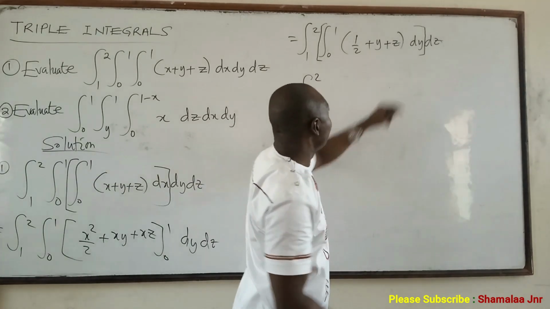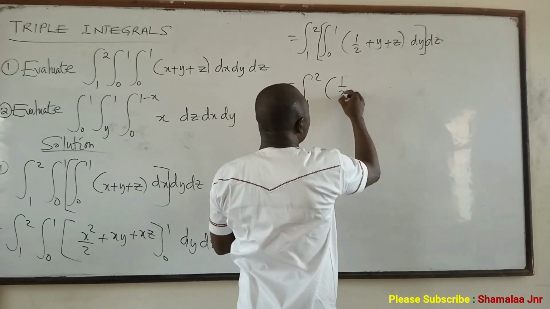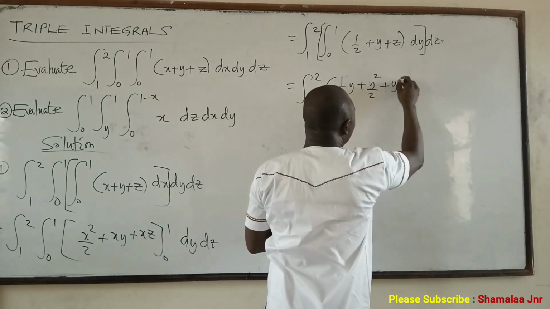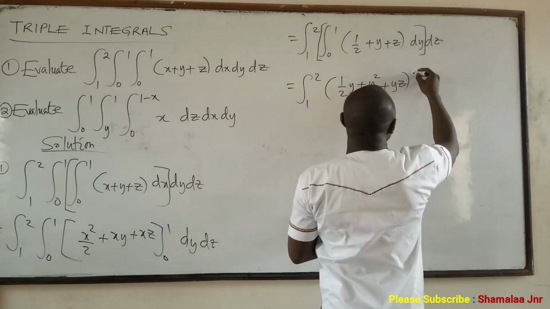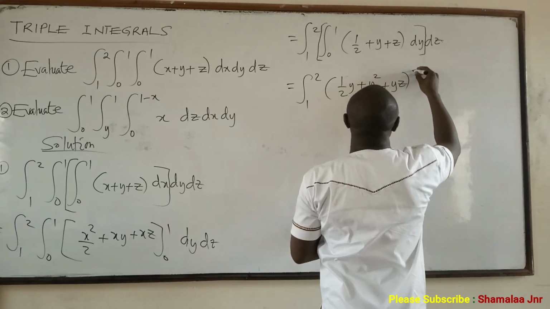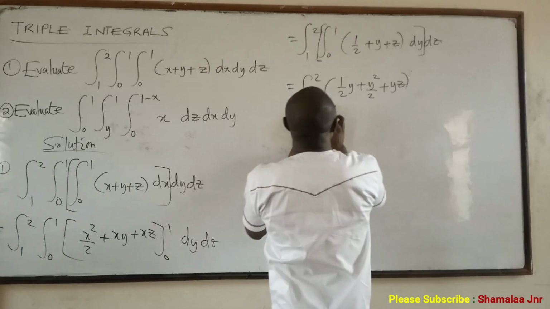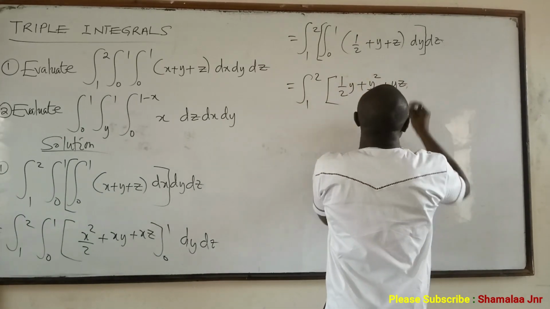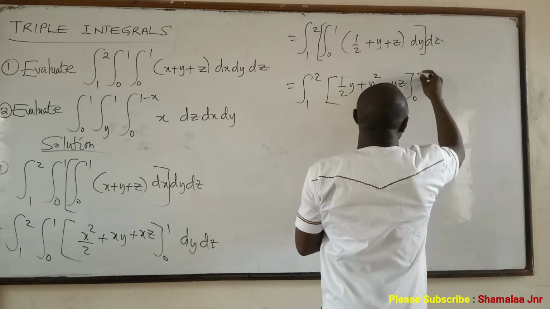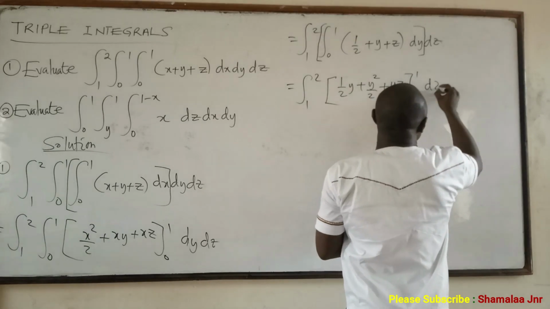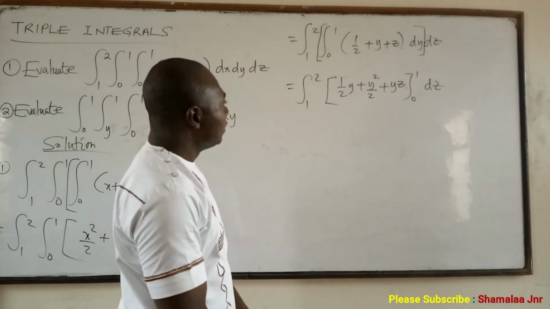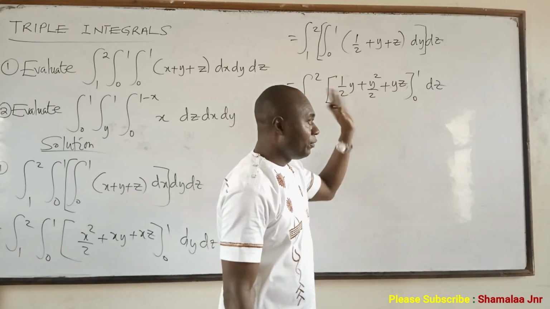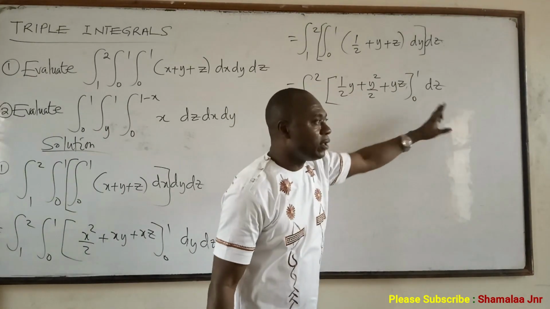With respect to y. So this one will be 1 over 2y plus y squared over 2 plus yz. And then you put in the limits. The limits are 0 and 1. So dz. Are you seeing it? So it means that wherever you see y, you are going to write 1. And when we finish, wherever you see y, you are going to write 0 and then you subtract.